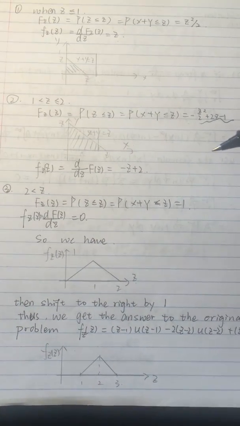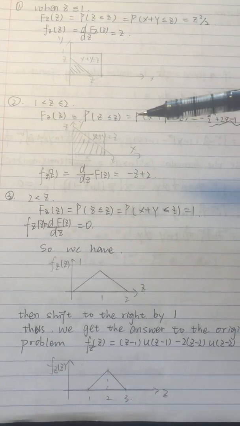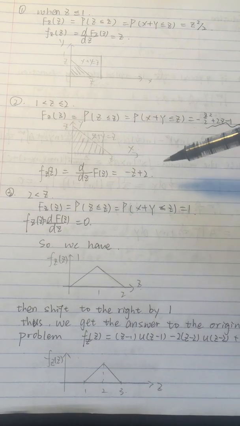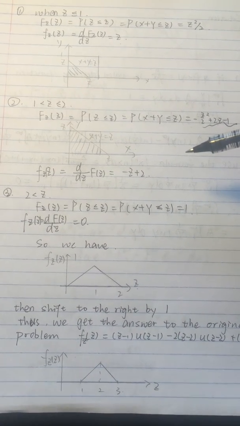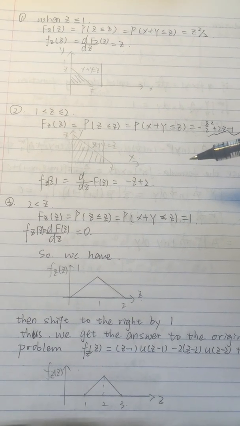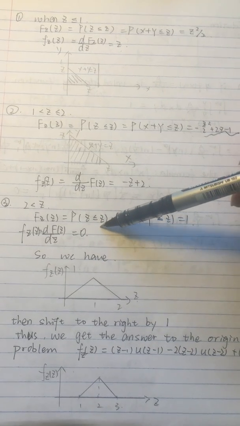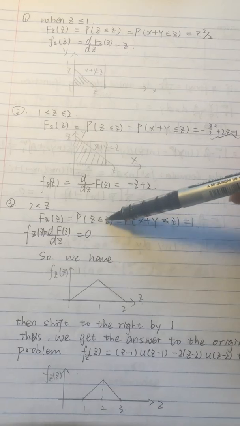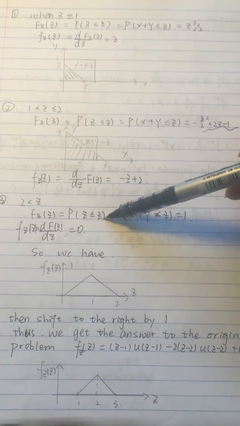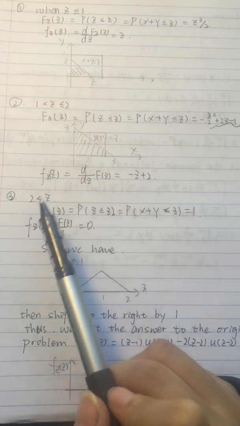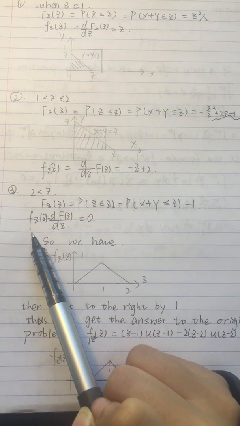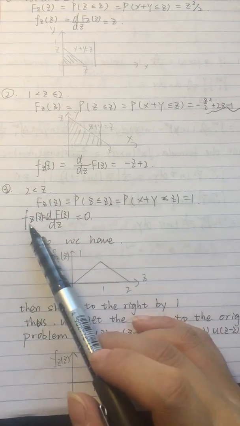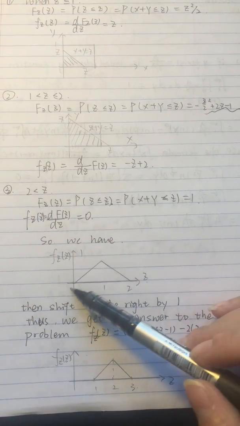And the third part is when z is greater than 2, we get that big Fz(z) equals 1, because whenever z is the random variable, Z must be smaller than or equal to z. So the density function small fz equals 0, and we can draw the graph of the density function fz(z) like this.